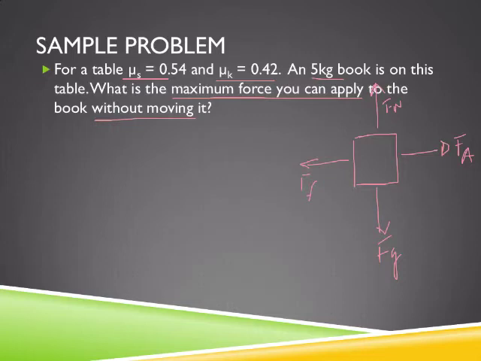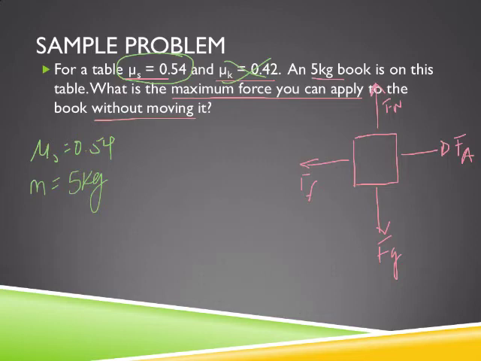So I'm going to write out what I know. Since it's at rest, that means mu s is our important mu. So mu s is equal to 0.54. Right? And then mu k we don't need because it's not moving. Our mass is 5 kilograms. Right? And it appears that that's all we know.